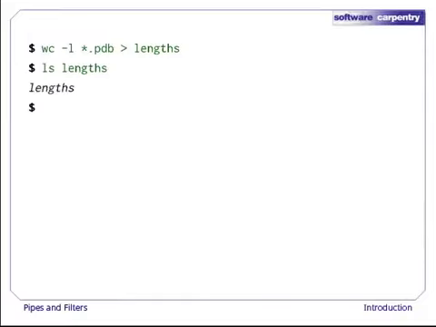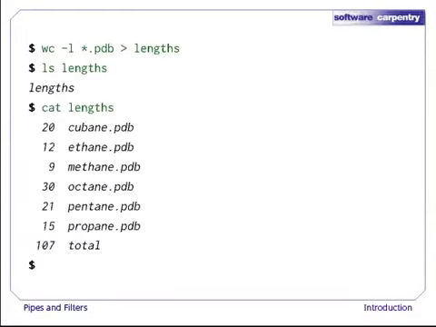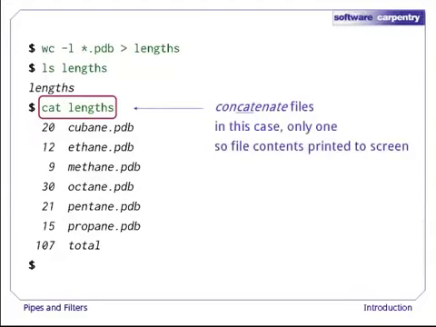ls lengths confirms that the file exists, and we can print its contents to the screen using cat lengths. Cat stands for concatenate. It prints the contents of files one after another. In this case, there's only one file, so cat just shows us what's in it.